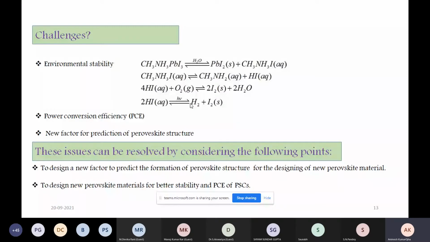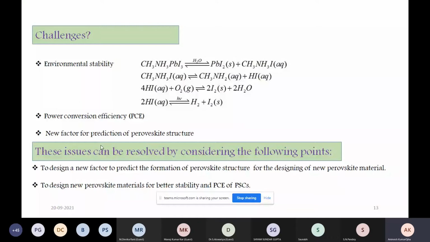The other aspect is to enhance the power conversion efficiency of the solar cell. These two problems can be resolved by designing a new perovskite material. And how can this designing be done? How can one say that a given structure will form a perovskite structure? In order to determine whether a particular compound in the form of ABX3 will form a perovskite structure or not, some factors are introduced.